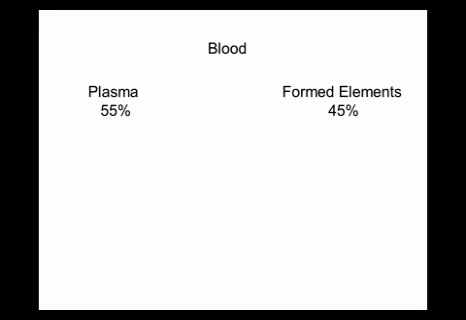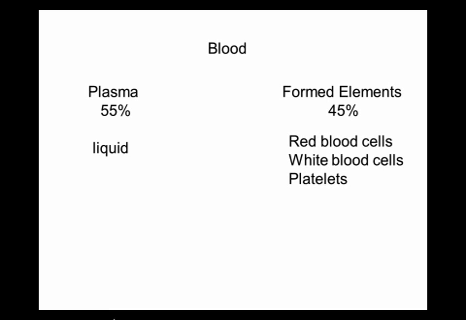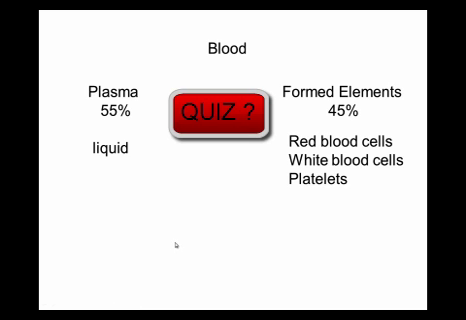The blood consists of a liquid portion, which is called blood plasma. About 55% of whole blood is plasma. This is the liquid component. And then 45% we call the formed elements. The formed elements include red blood cells, white blood cells, and platelets.